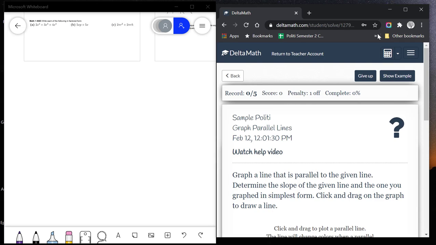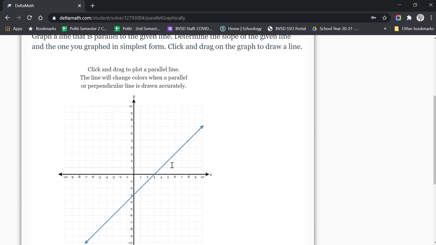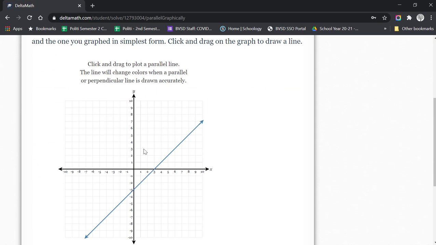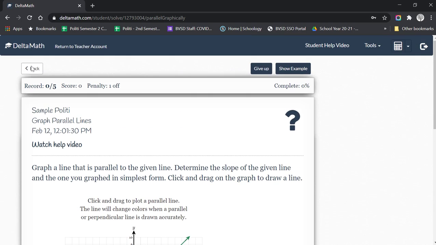The first part is graphing parallel lines, and you just have to graph a line that's parallel here. It's easy to just start with something, and if you get it wrong, it will just be dotted. Once you drag the point to get the slope right, it will turn green so that you know you actually got it parallel.